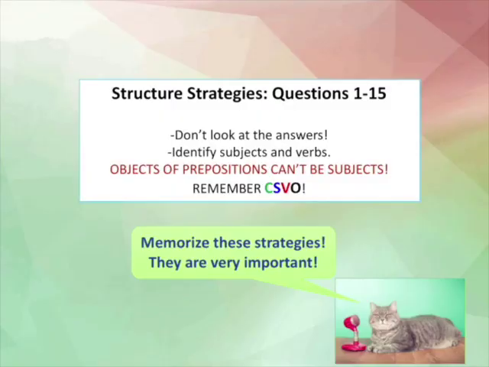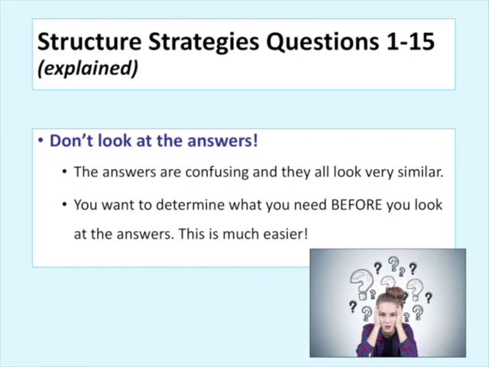So strategies to remember for structure questions 1 through 15 are: don't look at the answers, identify subjects and verbs, objects of prepositions cannot be subjects, and remember, connector, subject, verb, object. So the first strategy, don't look at the answers, is because the answers are very confusing. They all look very similar. So if you look at the answers first, you will get confused.